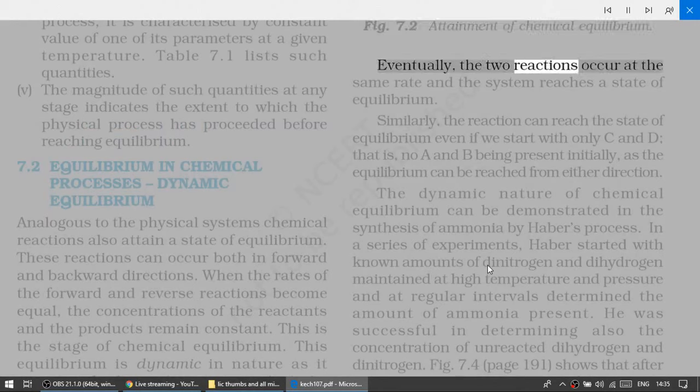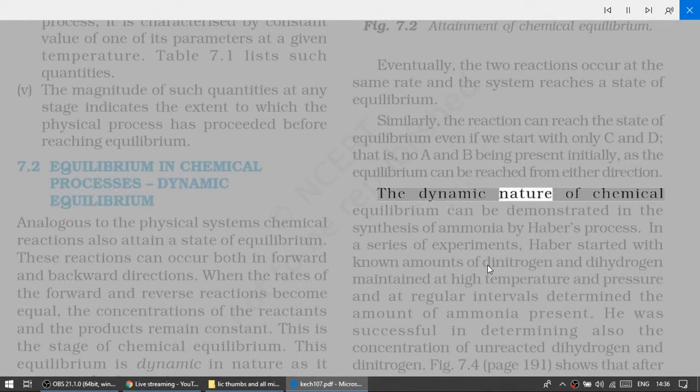Eventually, the two reactions occur at the same rate and the system reaches a state of equilibrium. Similarly, the reaction can reach the state of equilibrium even if we start with only C and D, that is, no A and B being present initially, as the equilibrium can be reached from either direction.